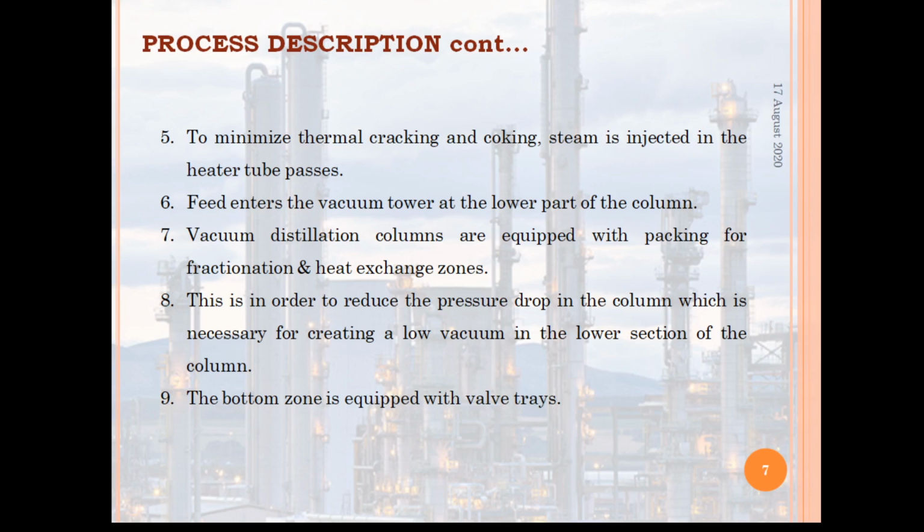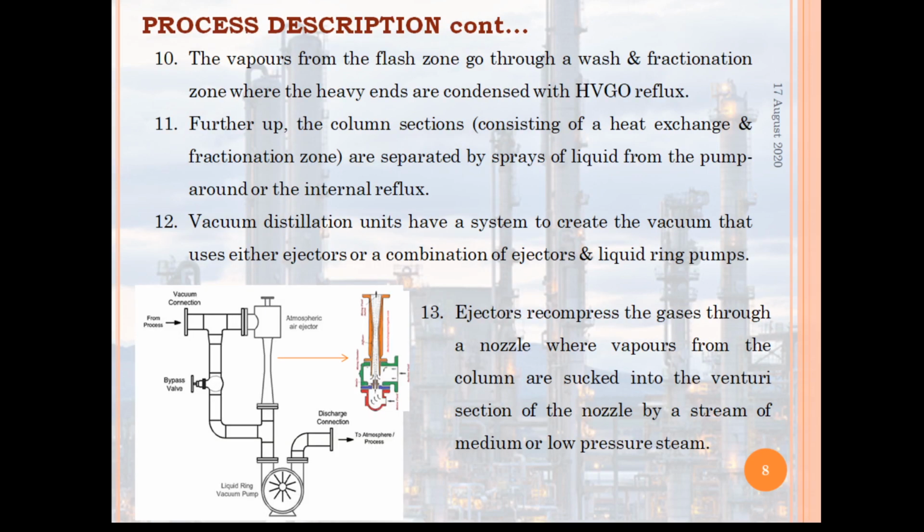And the bottom zone is equipped with the valve trays. Okay, the bottom zone of this column is equipped with valve trays. Now the vapor from that flash zone goes through a wash and fractionation zone, where the heavy ends are condensed with high vacuum gas oils as a reflux.